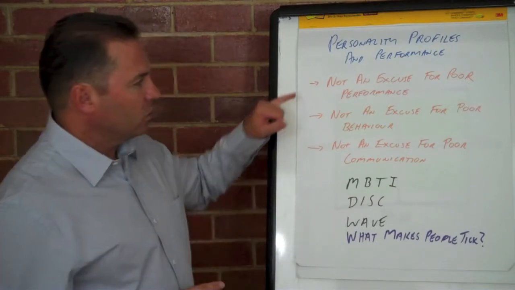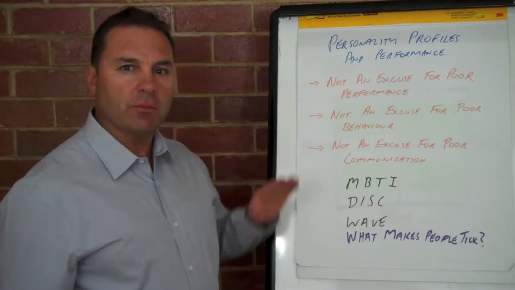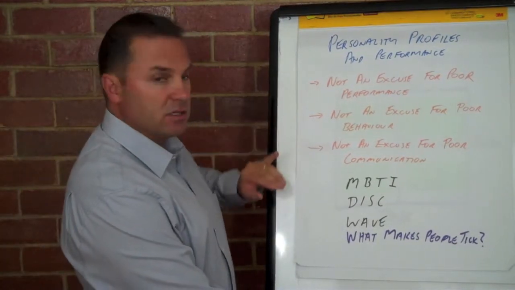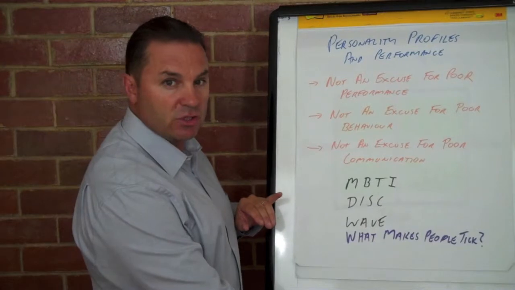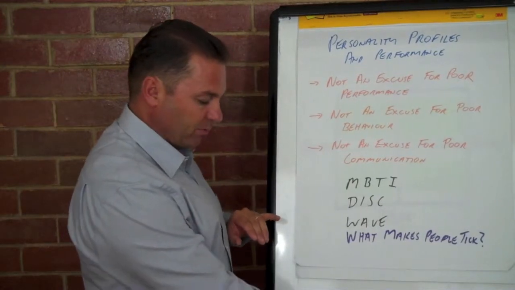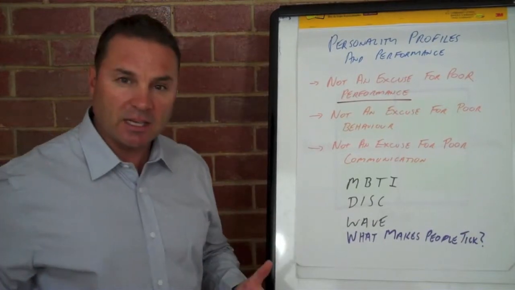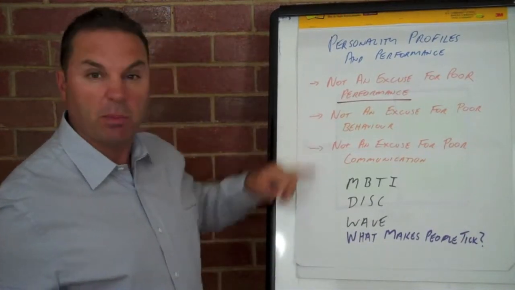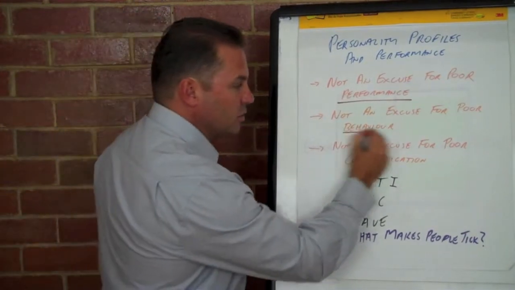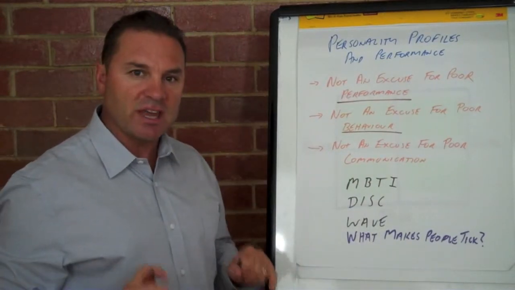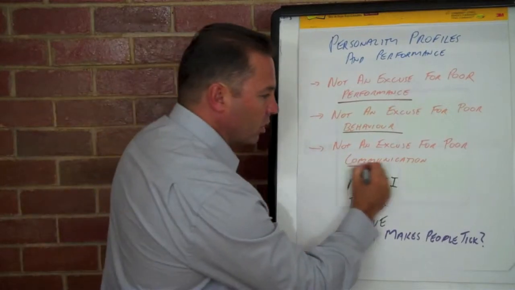Number one, your personality preferences should never be an excuse for poor performance. Your personality preferences should never be an excuse for poor behaviour, so behaving in ways which are unacceptable. And finally, your personality preferences should never be an excuse for poor communication.